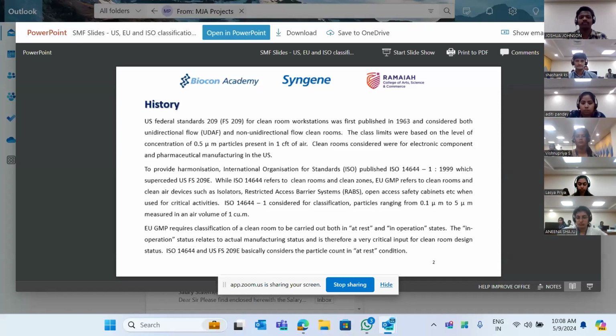Then came the EU GMP. Then we have the ISO classifications. Now, what are the differences between these three different types of classification of clean rooms?